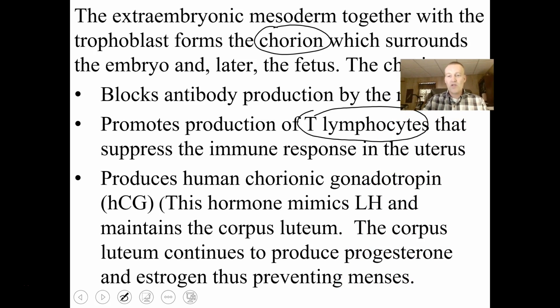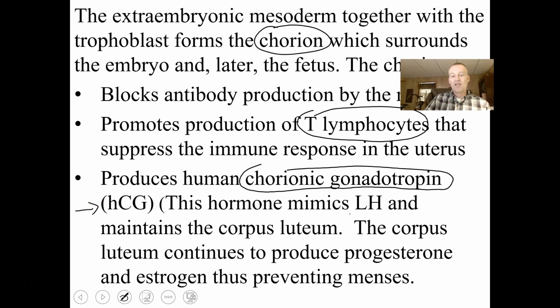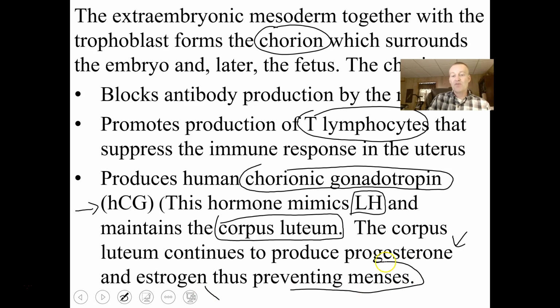Also, the chorion is going to be important because it produces chorionic gonadotropin, or human chorionic gonadotropin, HCG. This hormone will mimic luteinizing hormone, and it will help maintain the corpus luteum. The corpus luteum is going to produce the progesterone and the estrogens that prevent the menstrual cycle from occurring, or menses from shedding. So if this chorion doesn't do its job and produce human chorionic gonadotropin, then the baby will be lost when the menstrual cycle begins after the 28 days.